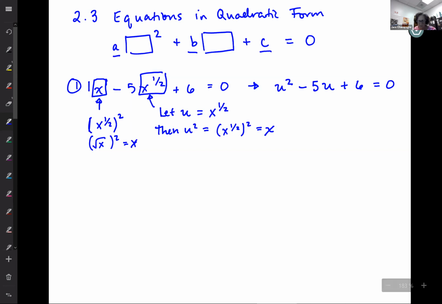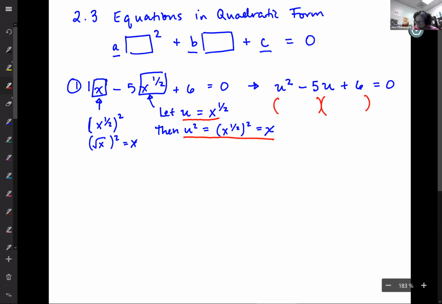So you do this substitution where you let u be the middle term, then you check to make sure that u squared is the first term. So now this should factor. These should all factor. So this should give you some practice with the factoring and using the zero product property. This should be u and u. The signs are going to be the same, but they're both going to be negative.